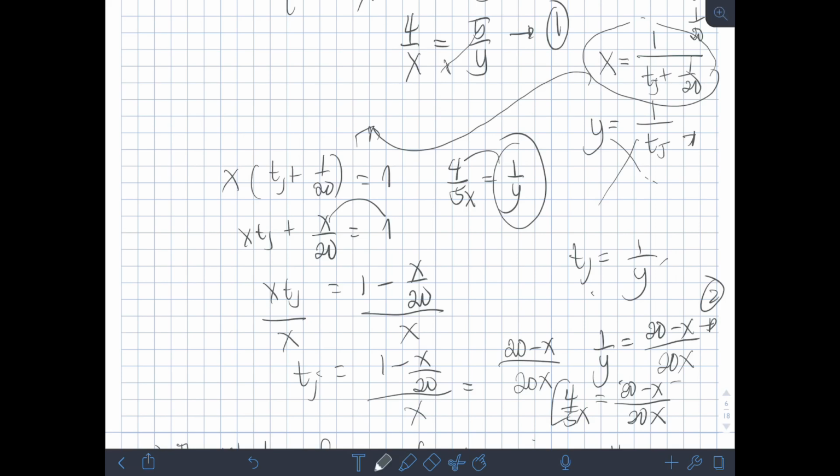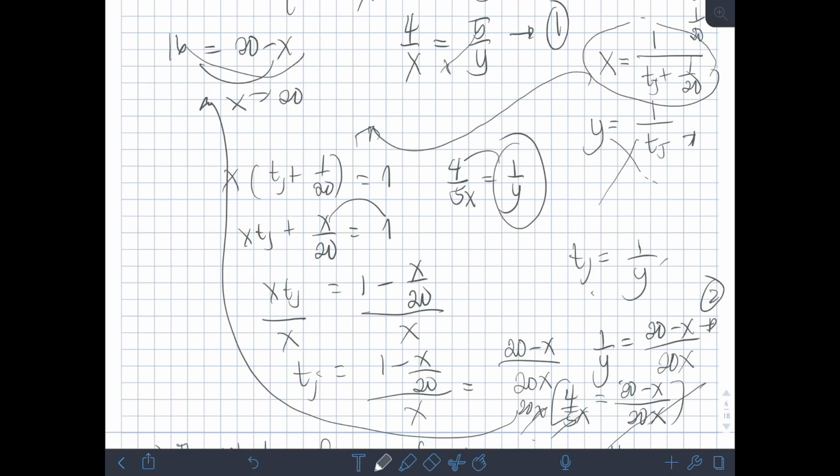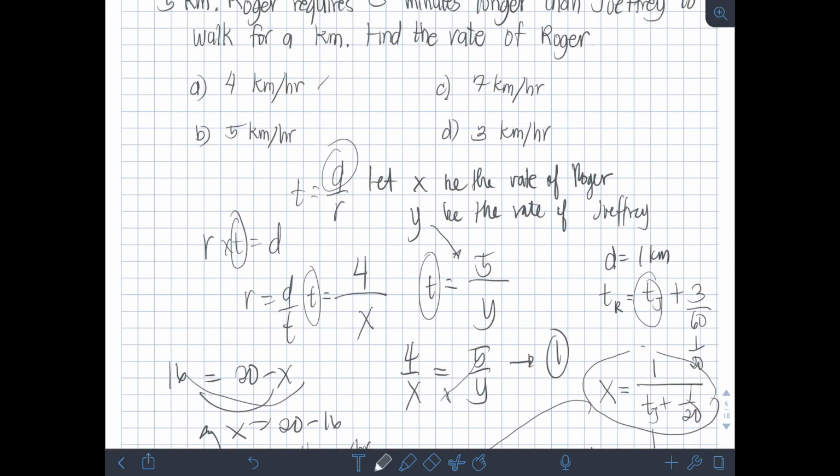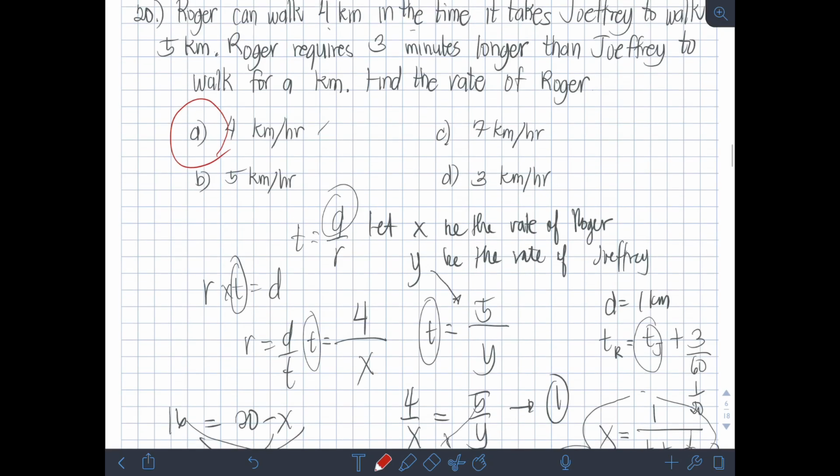Okay, so LCD nila ay 20x. So, dito ko pagpapatuloy. So, marang makakancel to. Matitira dito ay 4. So, 16 na lang is equal to, ito rin makakancel si 20x. So, 20 minus x. So, therefore, transpose si x, transpose si 16. So, 20 minus 16, x is equal to 4 kilometers per hour. So, therefore, the answer is letter A. 4 kilometers per hour, the rate of Roger.